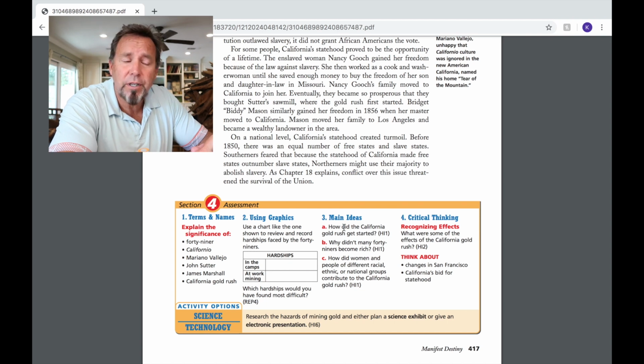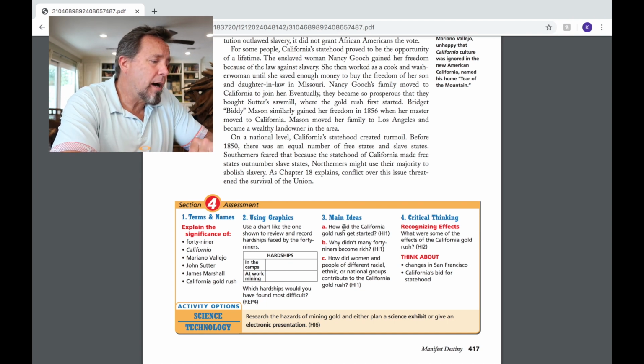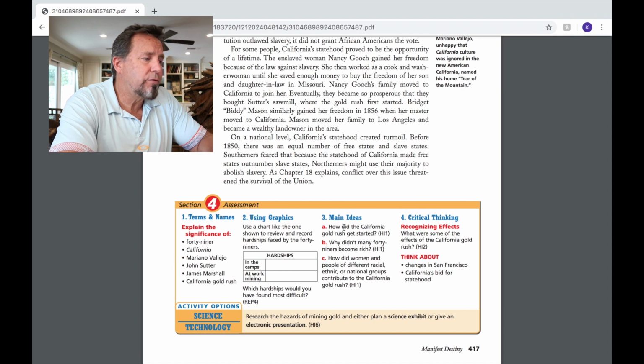Now at the very bottom of that page you have the Section 4 Assessment: six terms you had to explain the significance of. You skipped the using graphics, don't forget, and then three main idea questions, and hopefully you were brave enough to try the critical thinking question. So now let's go over what you read and what you learned when you did the terms and names, main ideas, and critical thinking.